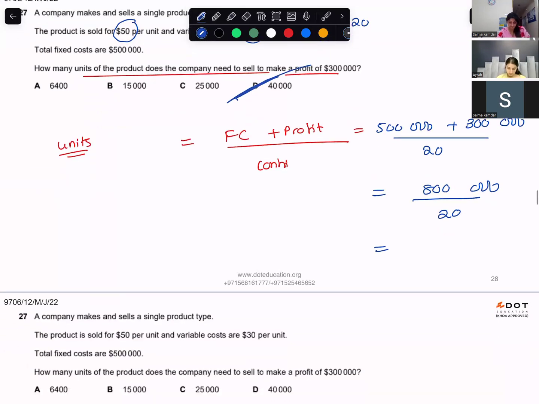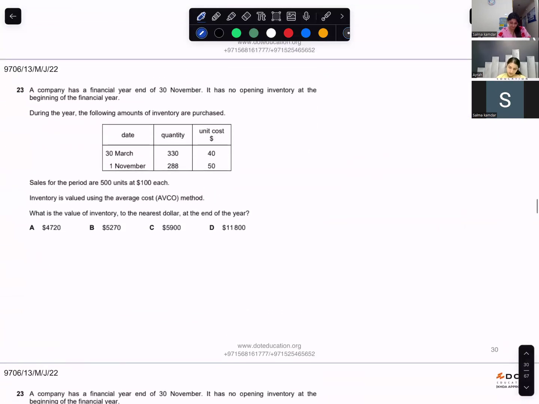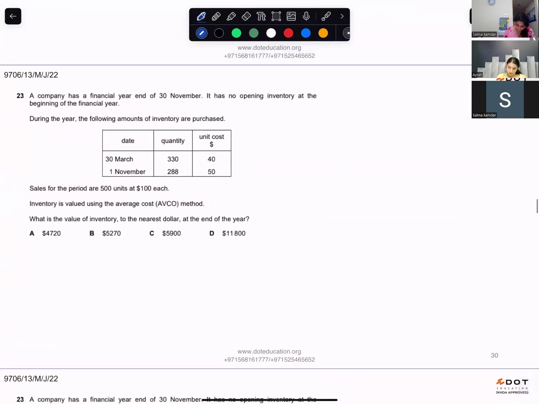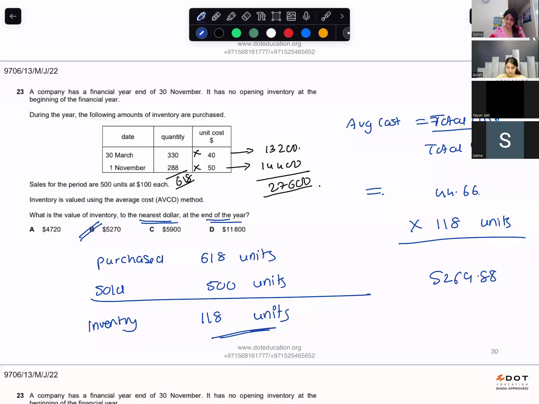Go ahead. What is the value of inventory to the nearest dollar at the end of the year? So that company is AVCO. I'm giving you time to try. You need to value your inventory using the AVCO method. That means you have to find the average cost. To find the average cost per unit, you will do total cost divided by total quantity.